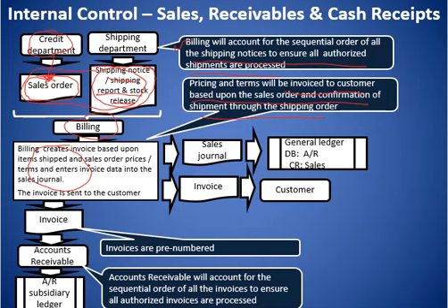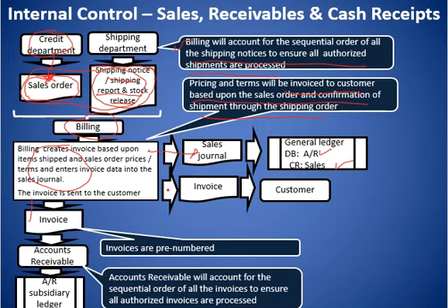And that's what I mentioned right here again. Billing creates the invoice based upon shipping items and sales order prices, terms, and enters the invoice data into the sales journal. So an invoice is created, and also an entry is put into the sales journal recording the sales. And the sale will be a debit to accounts receivable and a credit to sales.